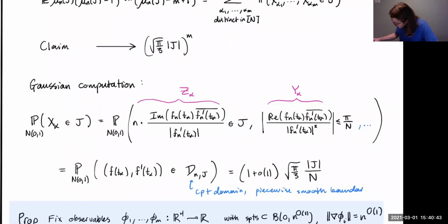But I don't want you to worry about the actual formula for this domain. The point is that the boundary is fairly smooth. It does depend on n. So this domain gets worse and worse the larger n is, and that's why we need good quantitative results. But it's just some n-dependent domain. And the Gaussian computation shows that for the Gaussian case, the probability that this vector lies in this domain is what we want it to be. And then we just want to carry this over to the general case and also get joint intensities.